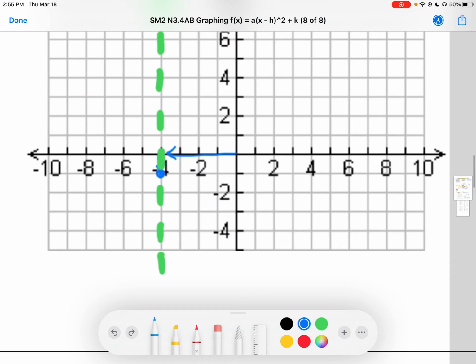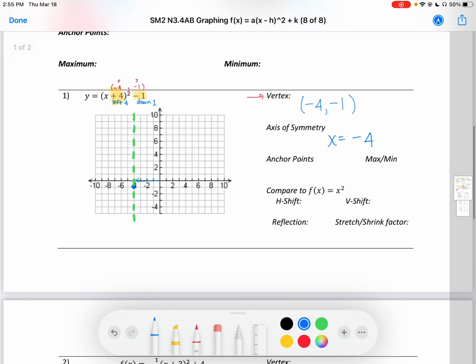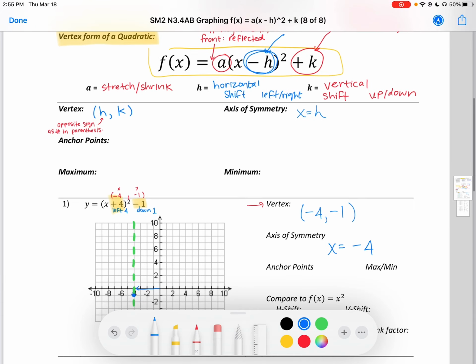Okay, so far I have the vertex and I have my axis of symmetry. Okay, now let's do the anchor points. So we kind of skipped this right here, so we're going to come back to it right now. So also, I'm actually going to stop this video and start a part 2 just so the files aren't too long.